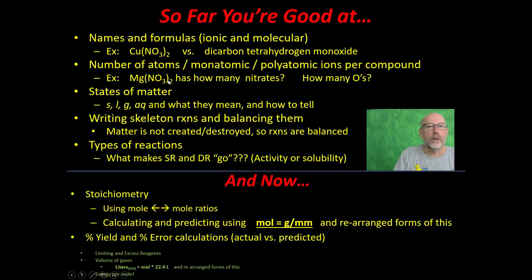States of matter: solids, liquids, gases, aqueous. What do they mean? How can you tell what they are? Writing skeleton reactions, the basic unbalanced ones, and then balancing them, because of course matter cannot be created or destroyed. We're also going to use those numbers in the front, the coefficients, to tell us the molar ratios. And then you also need to know the type of reaction. So when you start looking at a reaction and trying to figure out how much stuff is going to be involved, we're going to start stoichiometry using molar ratios, and we'll calculate using moles equals grams divided by molar mass. Let's go ahead and do this.